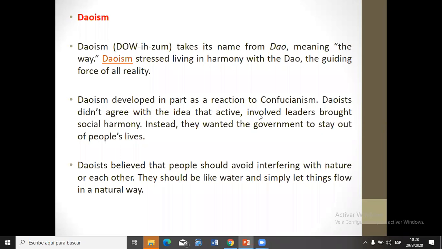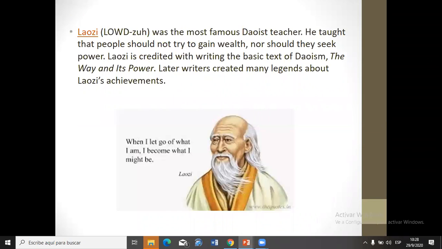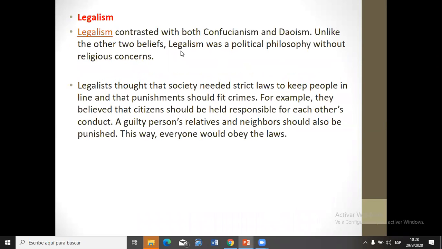On the other hand, this is the same with legalism, they said that the government is the one that should give us all the instructions. That's the difference between Taoism and legalism. Now, legalism was influenced by both Confucianism and Taoism, but unlike the others, legalism was a political philosophy without religious concern. Legalism thought that society needed strict laws to keep people in line and that punishment should fit the crime. For example, they believed that citizens should be held responsible for each other's conduct.